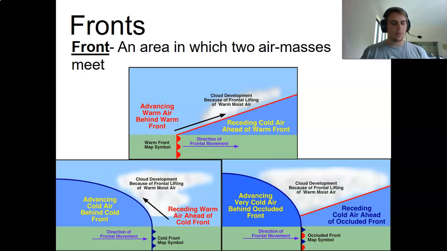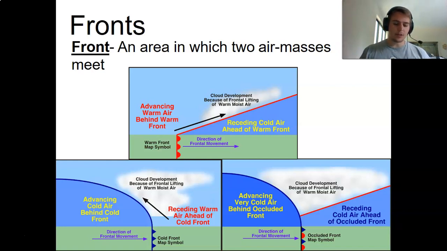Okay, last time we talked about air masses, intro to meteorology, and wind systems, and today we're going to be talking about fronts, pressure systems, and just more weather systems in general. Okay, so we're going to start with fronts. So a front is an area in which two air masses meet.